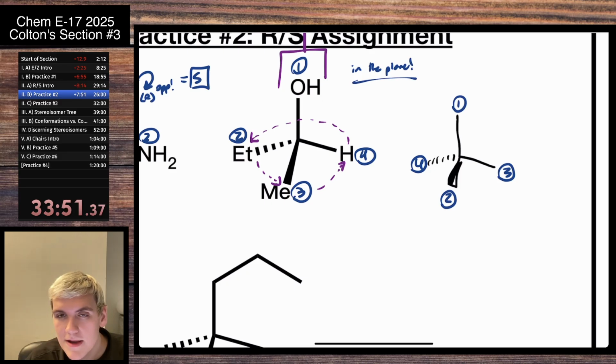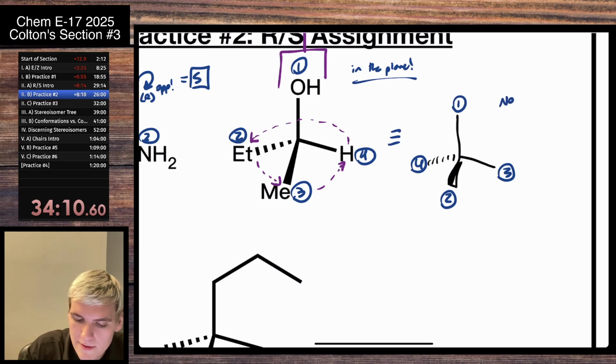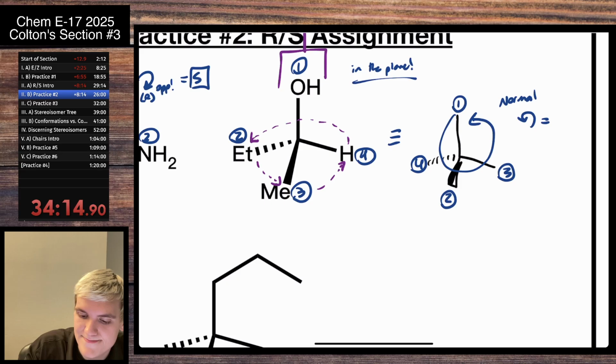Also notice for this, when I redrew it, I didn't redraw all the substituents. I just did the priority number, because that's what we care about. And also, if we just redrew the same molecule, it might lead to moments of confusion where we might have to redo our ranking to double check things. So I think it's just cleaner this way. So now we are in normal mode. We trace 1 to 2 to 3, and it's counterclockwise. So it is S.